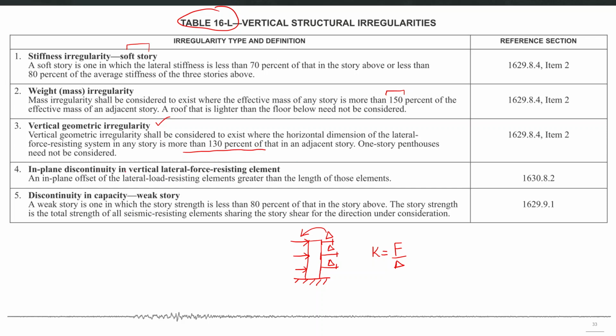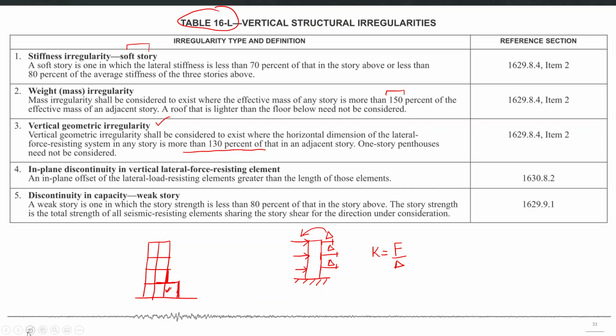In-plane discontinuity in vertical lateral force resisting system. For example, if you have a moment resisting frame, you will have a series of columns and beams like this. Let's say you have an extended part of your building here, and you don't have this column here. This column is supporting on a beam, and the other supporting column, which should ideally be underneath this column, is displaced from this location to a new location, which is this one.